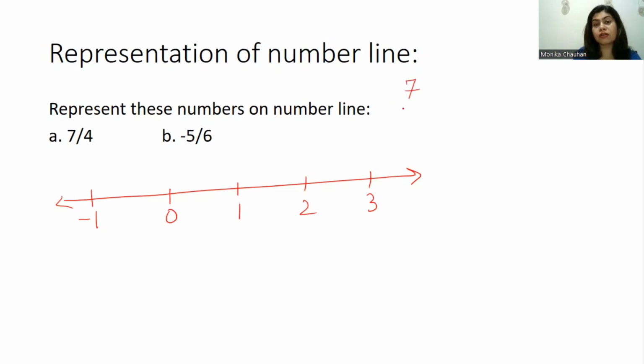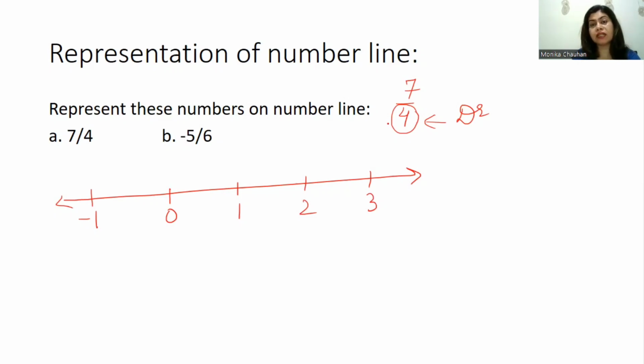So for this 7 upon 4 or any rational number, positive or negative rational number, you always have to look at the denominator. Denominator plays a very important part. Denominators are very important. It is 4. That means I have to divide this number line into 4 equal parts. How? Between 0 and 1 into 4 equal parts. Between 1 and 2 into 4 equal parts. Okay? Let's see how it will be.